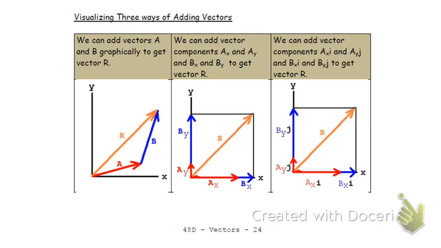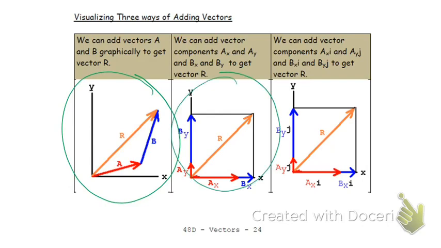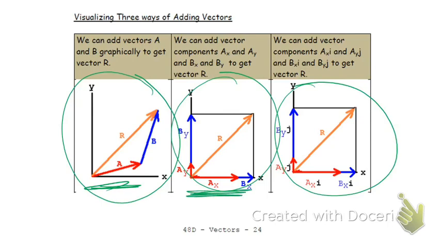We have added vectors using diagrams. We've added vectors using components. We've added vectors using IJK. Diagrams are great for visualization. Components are great for two-dimensional stuff. IJK is great for three-dimensional stuff.